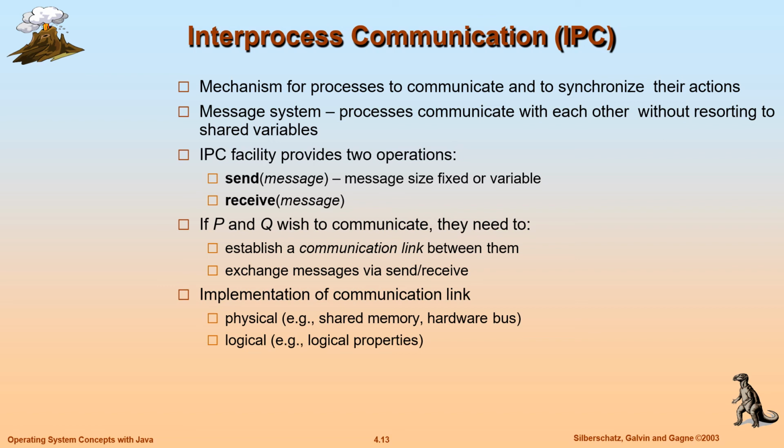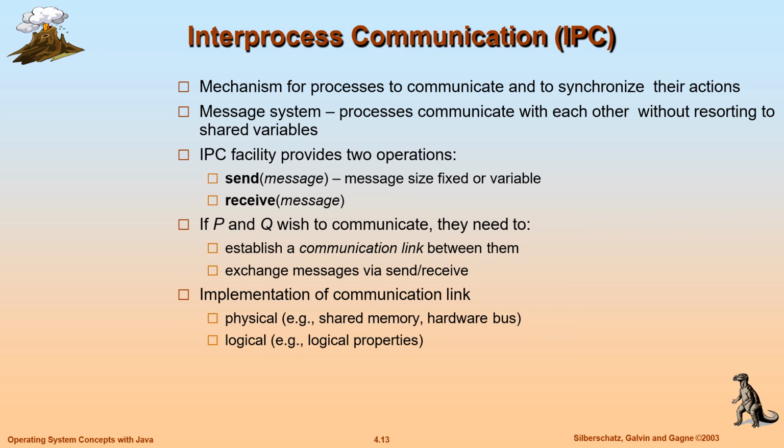The message passing facility provides at least two operations. Number one is send message, and number two, receive message. Messages can be sent and received. For example, there are two processes P and Q that want to communicate. They must send messages to and receive messages from each other. A communication link must exist between them.